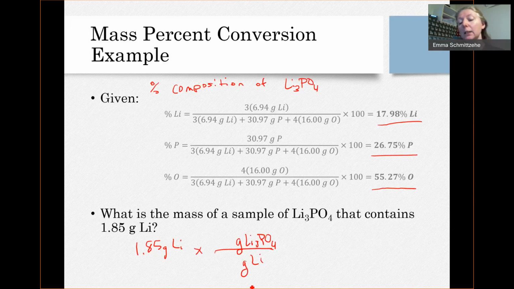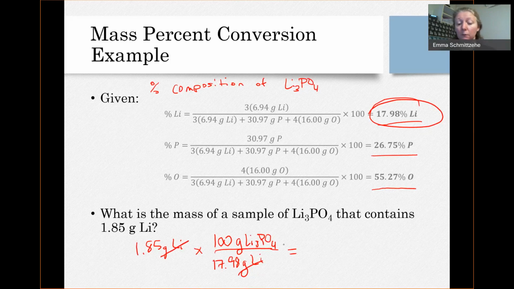So now I'm relating lithium to lithium phosphate. So I'm going to go to my percentages and pull the lithium percentage because that's going to relate lithium to the total. And that 17.98 is the number of grams of lithium. So 17.98 grams of lithium in a 100-gram sample of the compound. So my grams of lithium will cancel, and that will give me the lithium phosphate. So I'm going to take 1.85, multiply that by 100, and divide that by 17.98. And that gives me an answer of 10.3 grams of lithium phosphate. Okay. And so that tells me that a 10.3 gram sample of lithium phosphate is going to contain 1.85 grams of lithium.